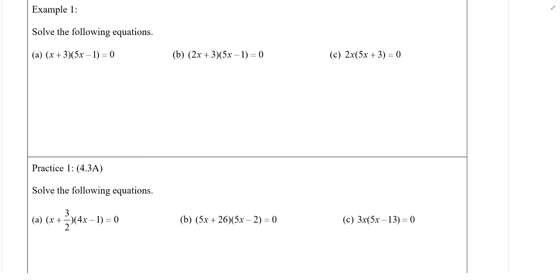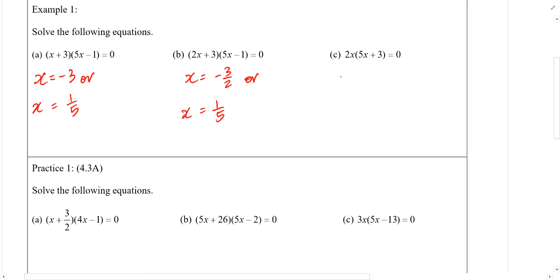Value of x. Negative 3. Next, Brenda, the next value of x. 1 over 5. Chloe, for part B, x equals to negative 3 over 2. The other Chloe, x equals to 1 over 5. Jiaxin, x equals to 0 or x equals to negative 3 over 5. All correct? Okay, let's move on.